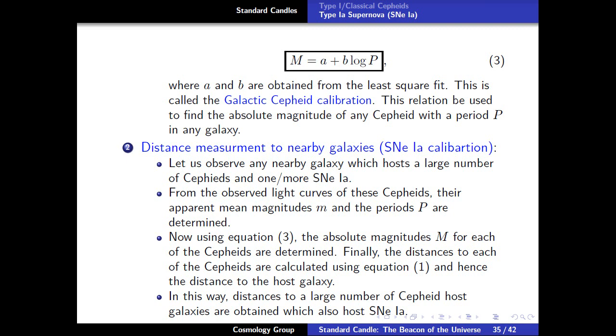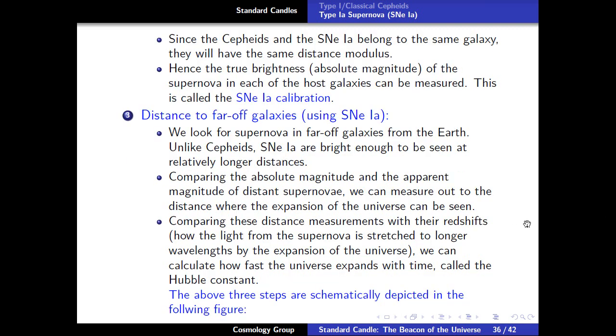In this way, distances to a large number of Cepheid host galaxies are obtained, which also host type 1a supernova. And since the Cepheids and the type 1a supernova belong to the same galaxy, they will have the same distance modulus, and the true brightness or absolute magnitude of the supernova in each of the host galaxies can be measured. This is called type 1a supernova calibration.